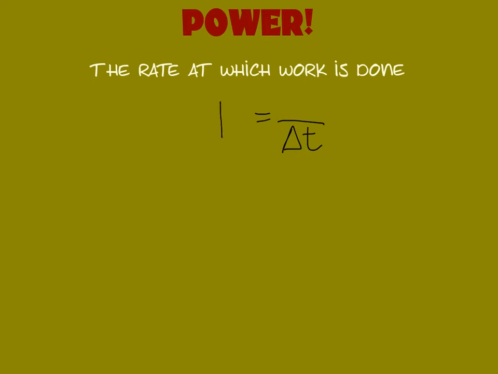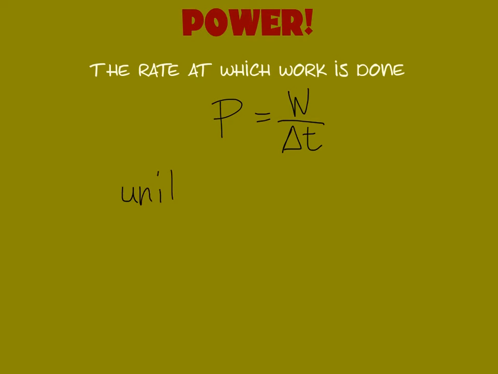Power is a capital P, and since it's the rate at which work is done, we put work in the numerator here. Another way of saying this would be the rate at which energy changes with respect to time. Of course, when we get a new thing, we have to have new units.